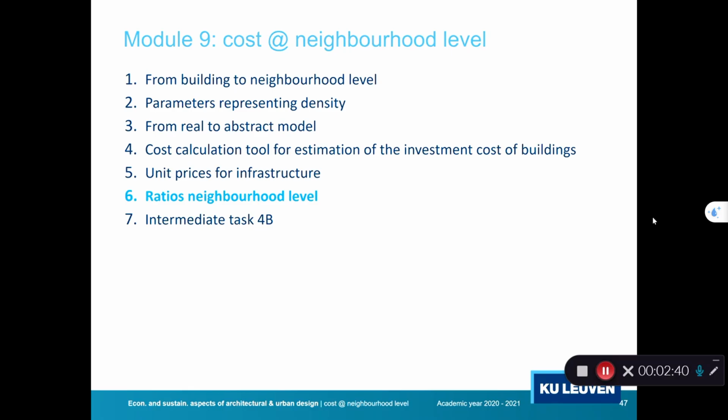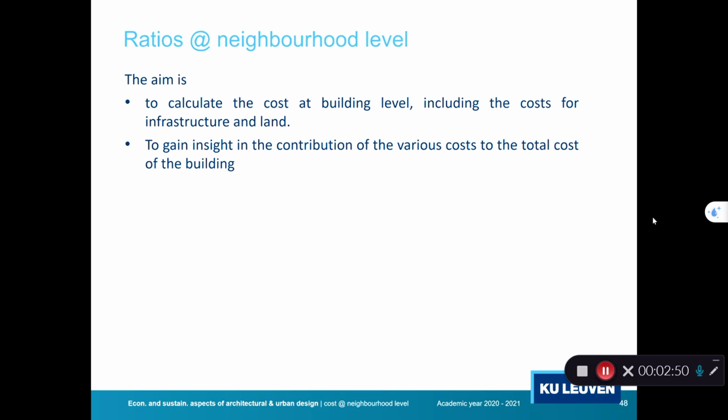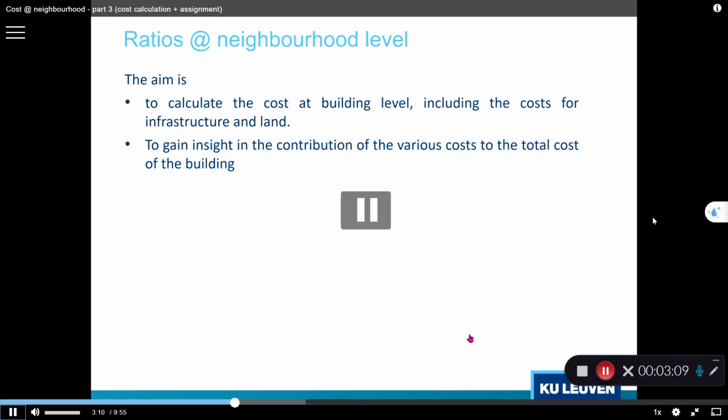Then, to calculate the cost of the infrastructure, we need to calculate the different ratios at neighborhood level in a similar way as we did at the building level. So the aim is to add to our costs at building level the cost for infrastructure and land. And by doing that, we will gain insight of the contribution of these various parts of our neighborhood to the total neighborhood development or cost of the building in general.